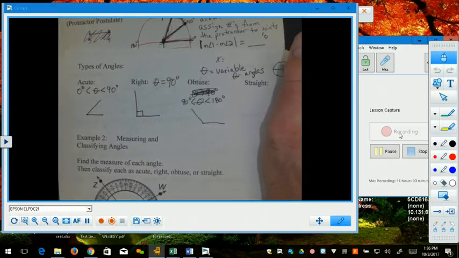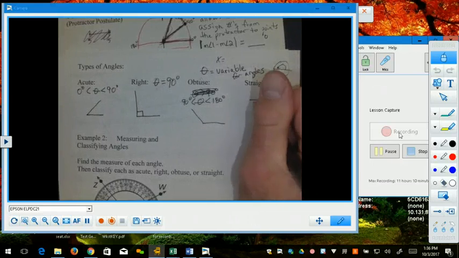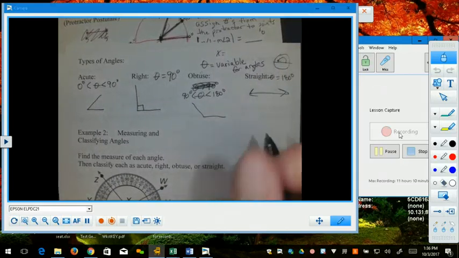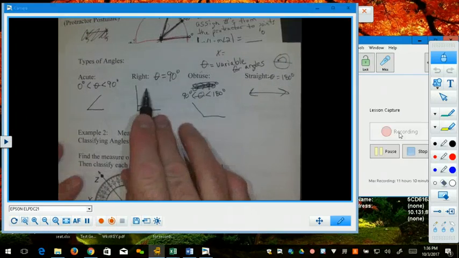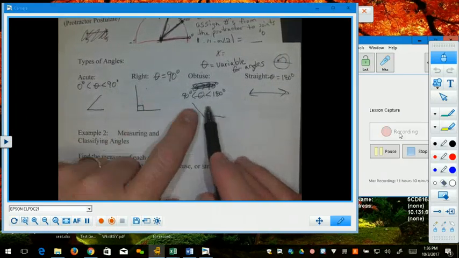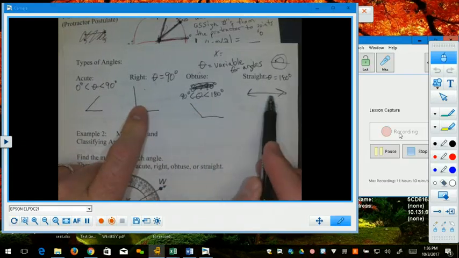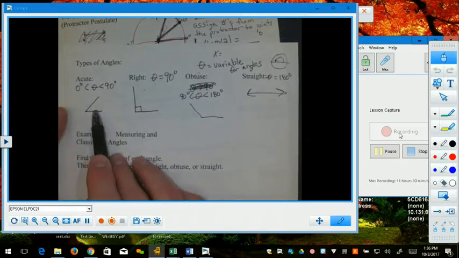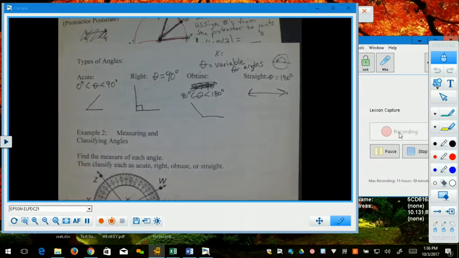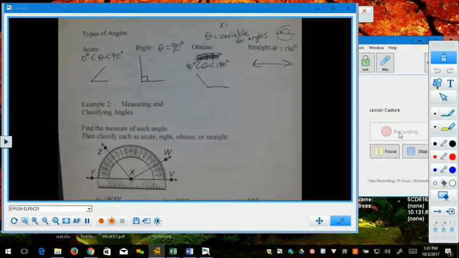So half a full circle is a straight angle. A straight angle is equal to 180 degrees. So right angles are 90 degrees, straight angles are 180 degrees. Obtuse is between the right angle and the straight angle. Acute is between no angle and the right angle.